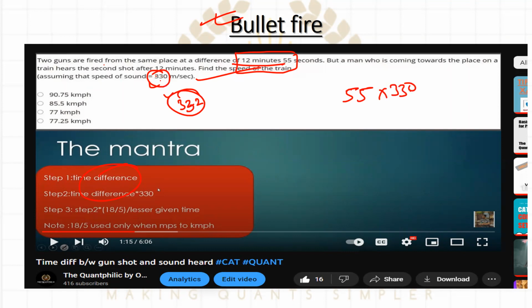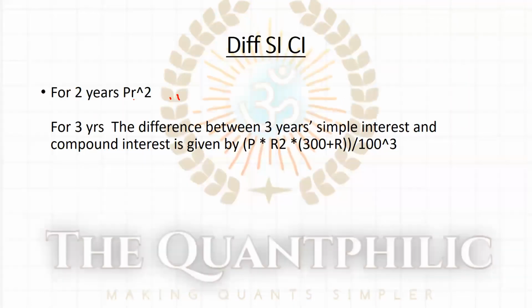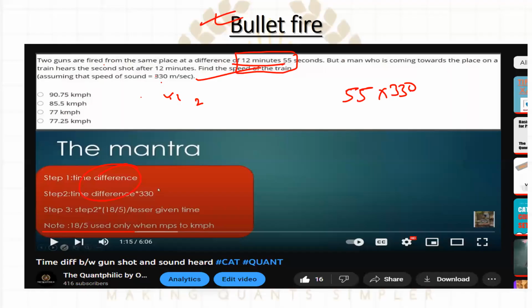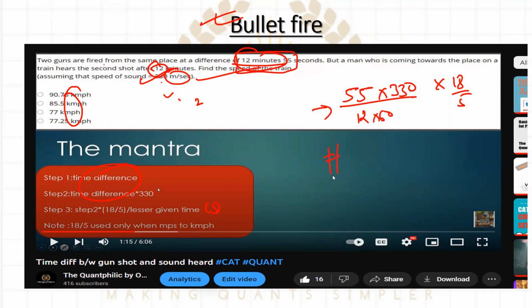If all the things are in meter per second, but the final answer is in kilometer per hour, then you have to multiply by 18 by 5 as well to change it, and divide by the lesser time. Lesser time is what? 12 minutes, so you have to convert this into seconds, which will be 12 into 60. Just calculate this and you'll get the answer. So this was the first shortcut. This is already dealt in my video, you can go to the channel and check.